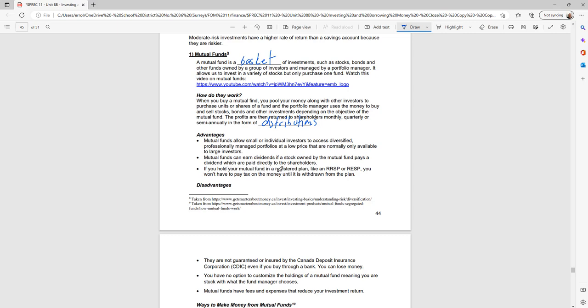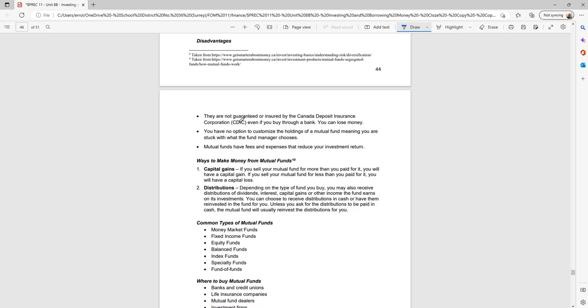If you hold a mutual fund in a registered plan, like what's called an RRSP or an RESP, RRSP stands for Registered Retirement Savings Plan, and RESP stands for Registered Education Savings Plan, you won't have to pay tax on the money until it's withdrawn from the plan. So there are some advantages and disadvantages. These are not guaranteed or insured by the Canada Deposit Insurance Corporation, even if you buy it through the bank. So there's a possibility you can lose your money. You have no option to customize the holdings of the mutual fund, meaning you are stuck with what the mutual fund manager chooses. And there are, of course, fees. Somebody's managing this, so you have to pay them.